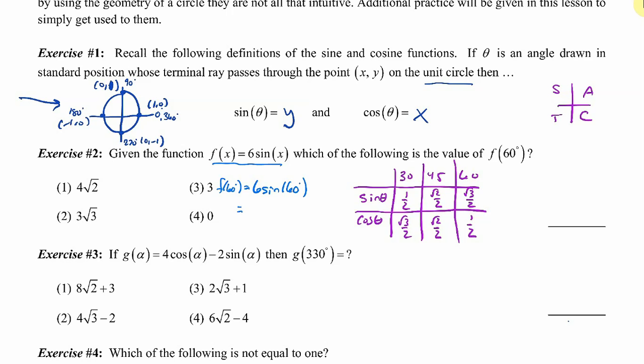Well, the sine of 60 is radical 3 over 2. So we have 6 times radical 3 over 2. 6 divided by 2 is 3, so we get 3 radical 3 at the end of the day, choice 2.